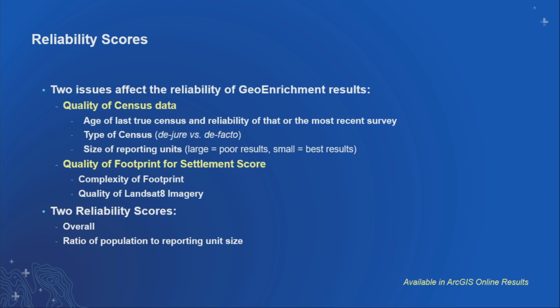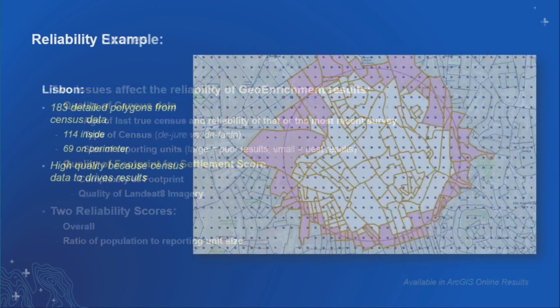So functionally, we have two scores that we provide in our GeoProcess or GeoEnrichment results. We have that overall quality score for a country, and we have the ratio of the population to the reporting size, because that ends up being one of the things that is a quick indicator of if you get a result that is questionable. That's the first culprit in almost every case as to why you're not getting the result you might expect. The overall quality adds some context to that.